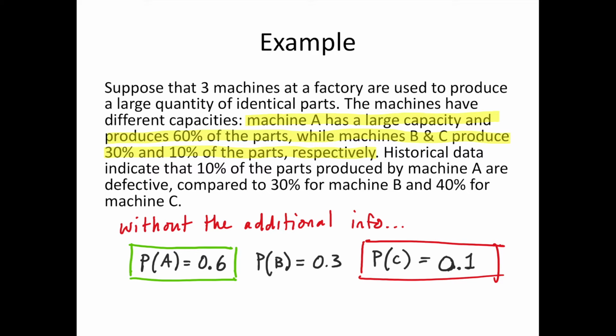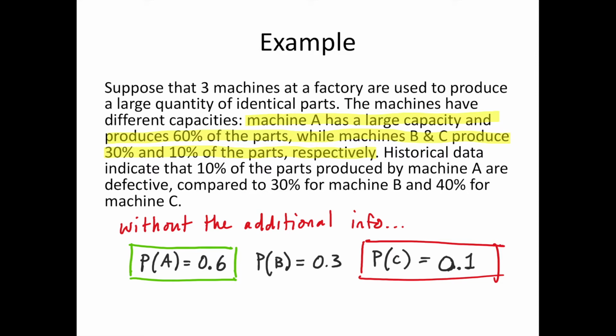So without that additional information that the part is defective, the most likely machine to have produced a randomly selected part is machine A, because it produces the most parts, and the least likely to have produced the part we pick is machine C, because it produces the fewest amount of parts.